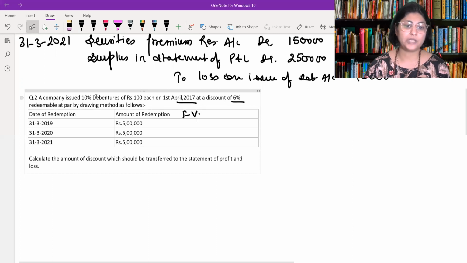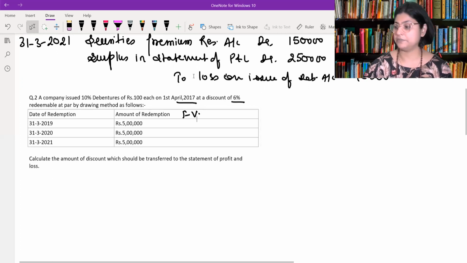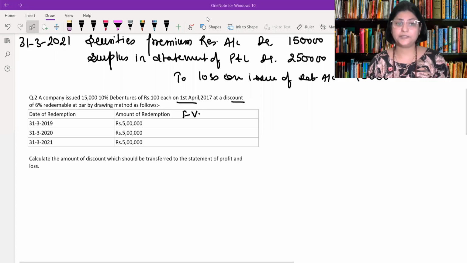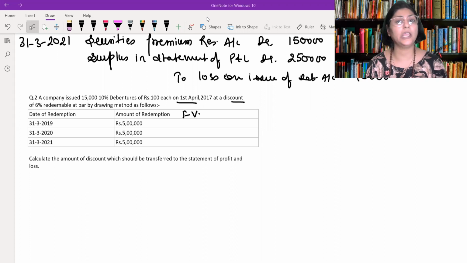A company issued 10% debentures of 100 each. 10%, how many debentures? Let me just see this and correct it over here. There is some information missing. So here I have corrected it. This is 15,000 debentures. So 5, 5, 5 means in 3 equal installments, the company has redeemed all its debentures in different years.